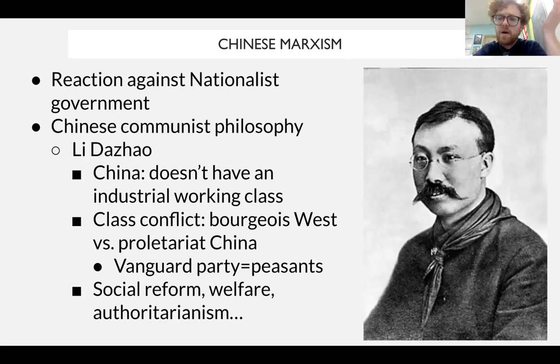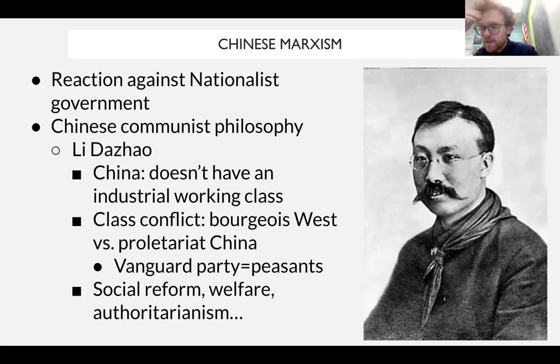And Li doesn't really care about industrialization all that much. It will happen, sure, eventually, who cares? But it's not a major focus of Chinese Marxism under Li. So Li is going to organize a political party, the Communist Party of China, and it's going to have a platform that is going to be very popular among Chinese peasants. It's going to offer social reforms, such as eliminating class distinctions. It is going to provide social welfare for impoverished farmers.